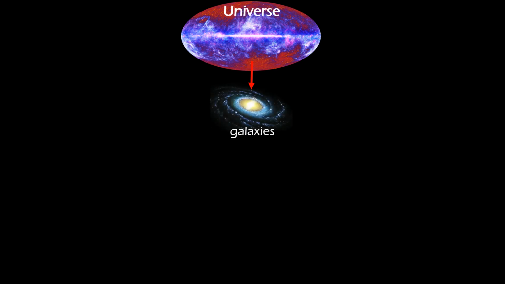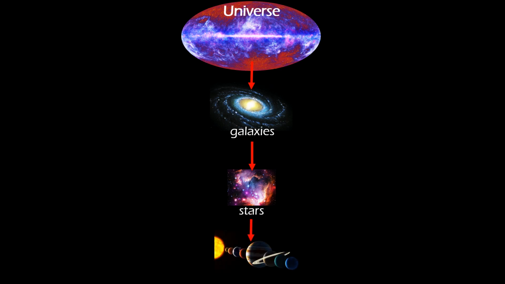The universe consists of many billions of galaxies. And galaxies are formed from millions and trillions of stars, some of which host planetary systems. So we belong to the galaxy known as the Milky Way, where we find our star called the Sun, and all our planets are orbiting around that Sun.